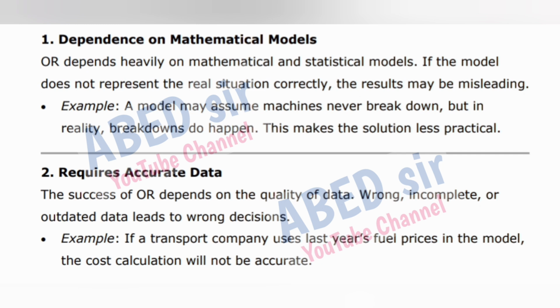2. Requires accurate data. The success of OR depends on the quality of data. Wrong, incomplete, or outdated data leads to wrong decisions. Example, if a transport company uses last year's fuel prices in the model, the cost calculation will not be accurate.